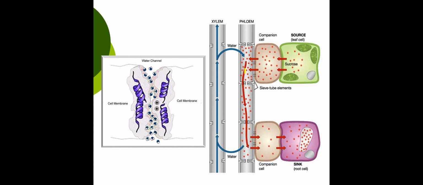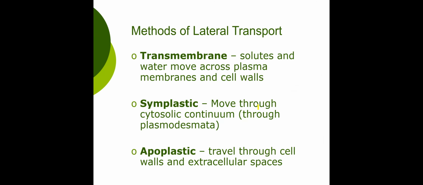In phloem, it's going to be carrying sugar and other materials from source to sink. And that's what we're going to take a look at here in just a moment. So in addition to things moving across the membrane by passive and active transport, we also have some lateral transport. And this is how it's going to move from cell to cell.